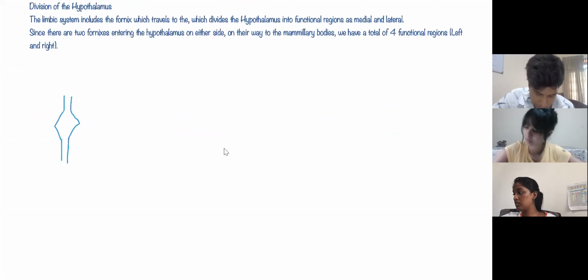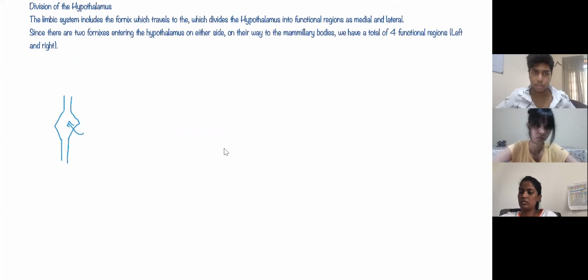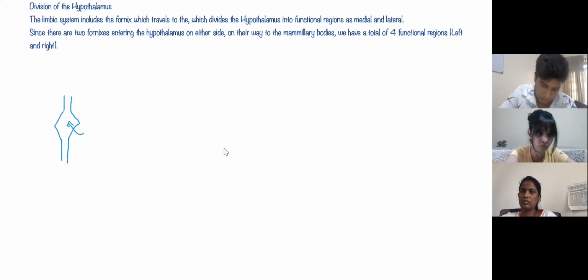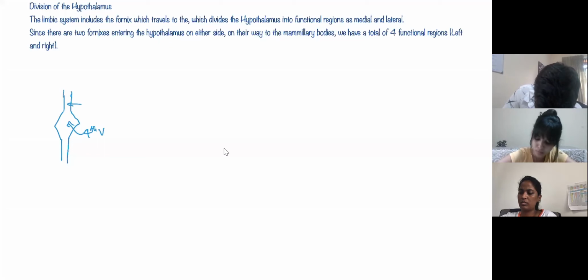These are the areas in which CSF travels. Can someone tell me what this enlarged area is called? Fourth ventricle. Yes. And what is this area? Cerebral aqueduct, aqueduct of Sylvius. Okay, cerebral aqueduct of Sylvius. I have done these, so I won't be labeling these.